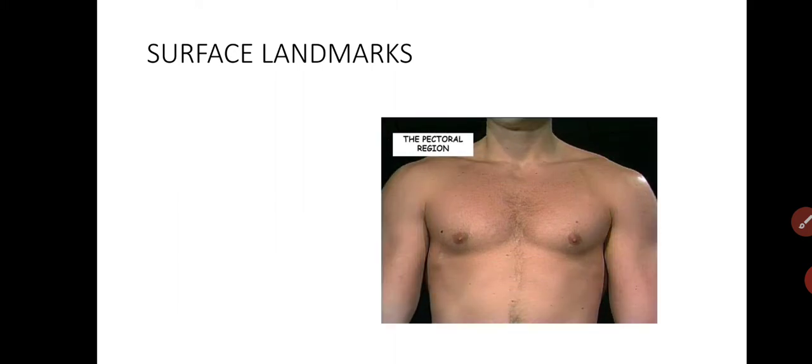Now the important surface landmarks. First is the clavicle. This is the clavicle, which you can feel because the clavicle is subcutaneous throughout its length. Then the jugular notch: in between the clavicles there is a depression. This is the jugular notch.